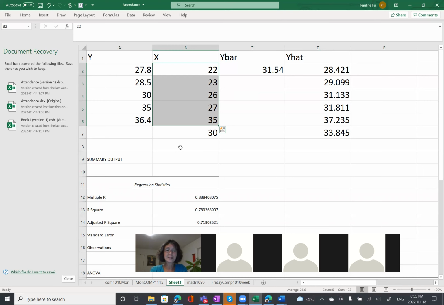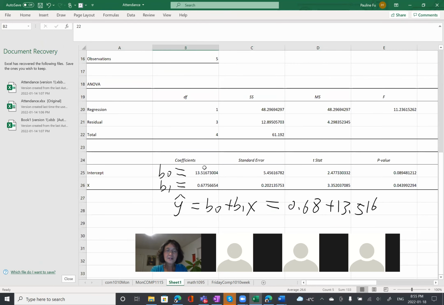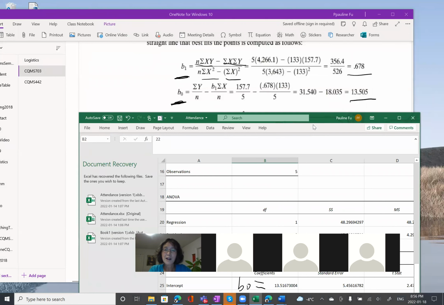I have just one question. The output I got from the data analysis in Excel gives me a formula slightly different from the line of best fit with the formula method. Oh, okay, I haven't checked. The intercept B0 by the formula method is 13.505. The Excel gave me 13.51, similar.